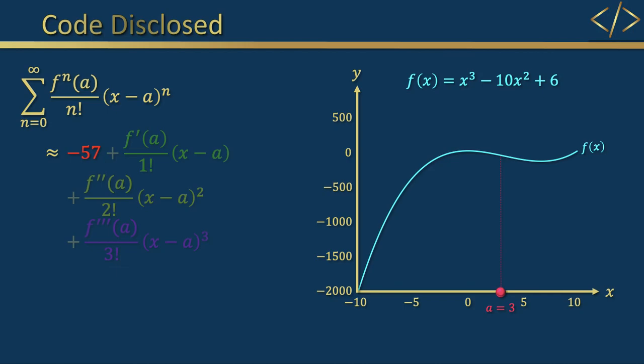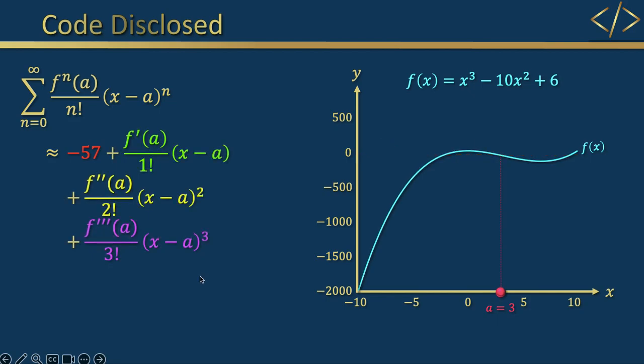Let's ask the question, will that be enough? If I plot this minus 57 here, will I get something very close to my function? Well, if I plot this, I will get just a line, which is way far from the function. So I need to calculate another term.